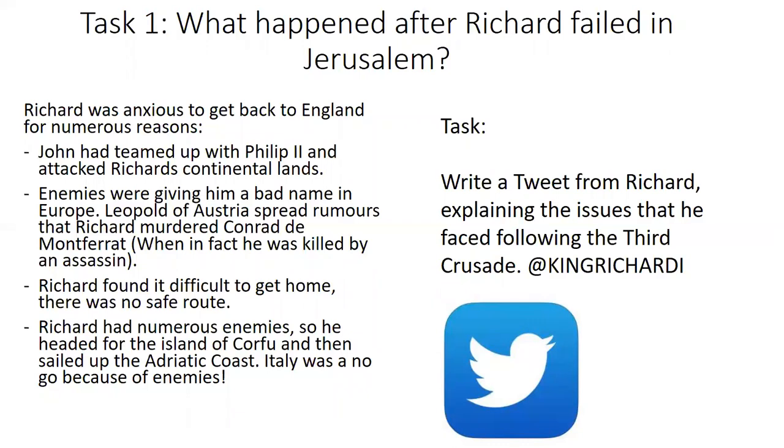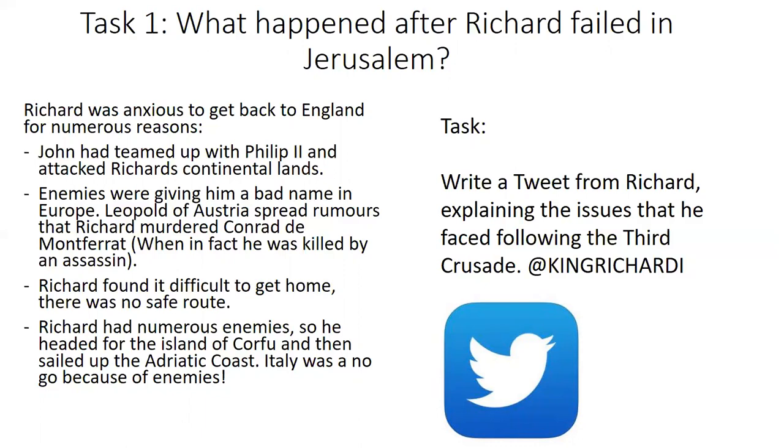Enemies were also giving Richard a bad name in Europe. Now, you had a man called Leopold of Austria. Leopold was actually one of the leaders of the Third Crusade, but he left because he was angry at Richard, because Richard refused to put Leopold's name next to his and Philip's after a successful besiegement. Because of this, Leopold of Austria spread many rumours around Europe that Richard murdered an individual called Conrad de Montferrat, who was actually killed by an assassin.